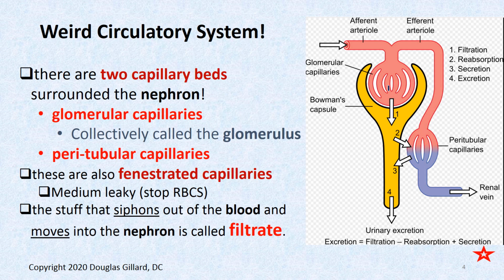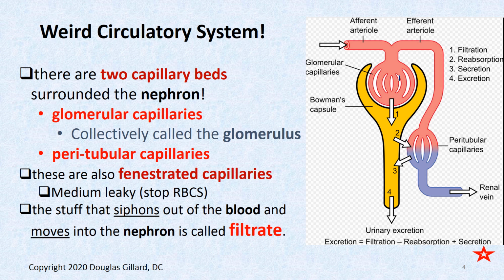Just remember, though, this is an interesting system. Here's Bowman's capsule. That's the part that surrounds the glomerulus, which is just a bunch of capillaries. But the weird thing about this arterial system is it's a double arterial system. We've never seen that before in the body. So we have blood flowing this way and flowing into a capillary system. These are the glomerular capillaries.